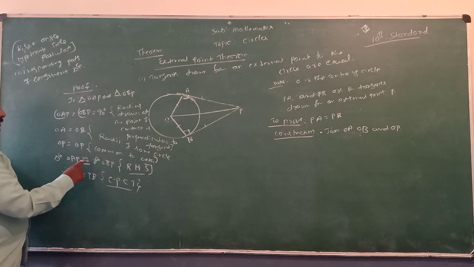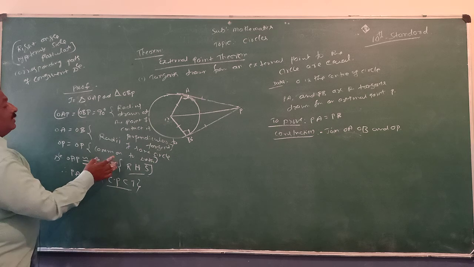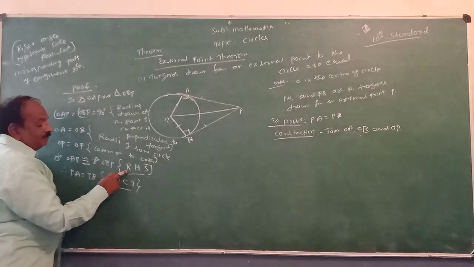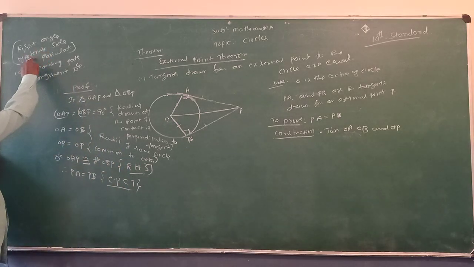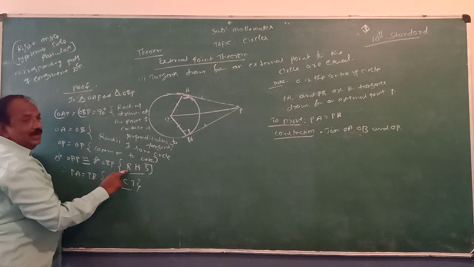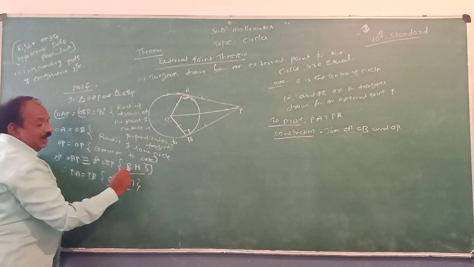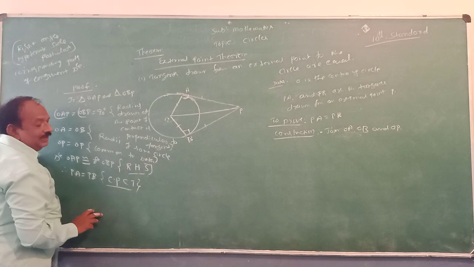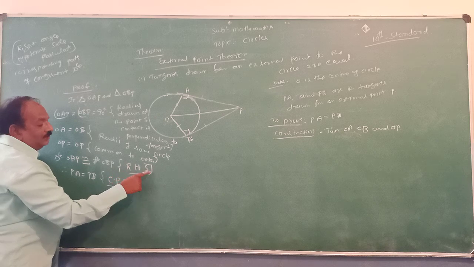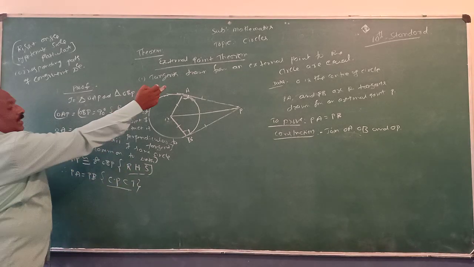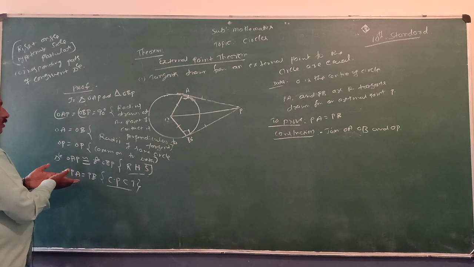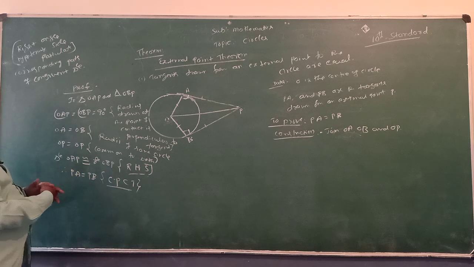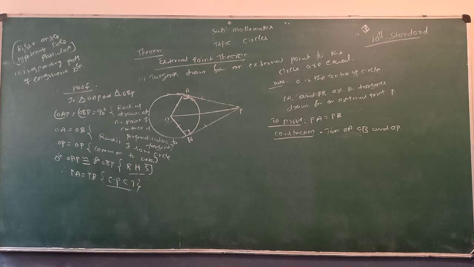Therefore, triangle OAP is congruent to triangle OBP because of the axiom called the RHS postulate: right angle, hypotenuse, side postulate. Therefore, PA is equal to PB, wherever these two are congruent. So side PA is equal to side PB by CPCT, corresponding parts of congruent triangles.